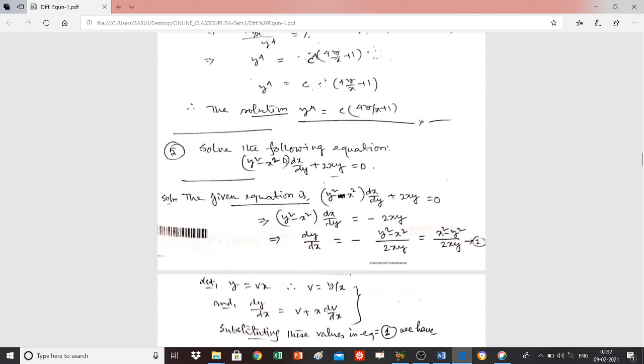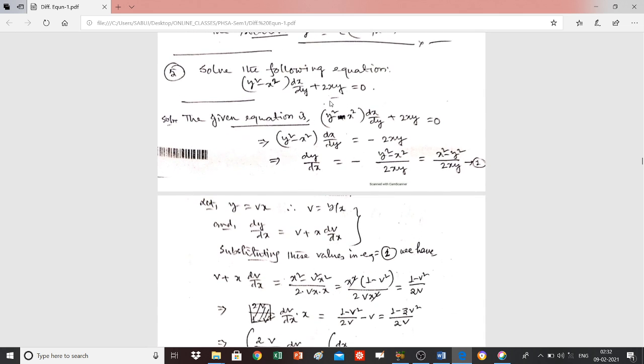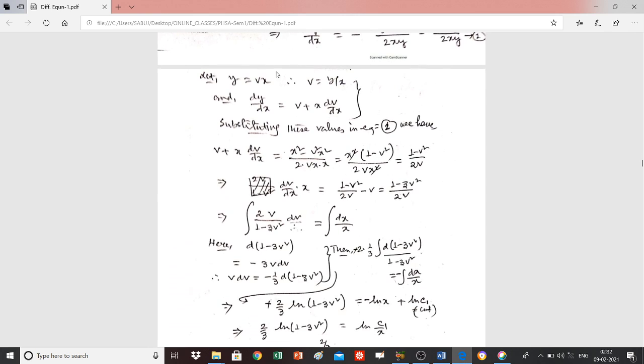And now solve another equation. Here another equation is given, that is y square minus x square dx by dy plus 2xy is equal to 0, and then you can rewrite this equation as dy by dx is equal to y square minus x square by 2xy. Now to solve this equation you need to substitute y is equal to vx, and from here dy by dx is equal to v plus x dv by dx, and now substitute these values of dy by dx and y in this equation.